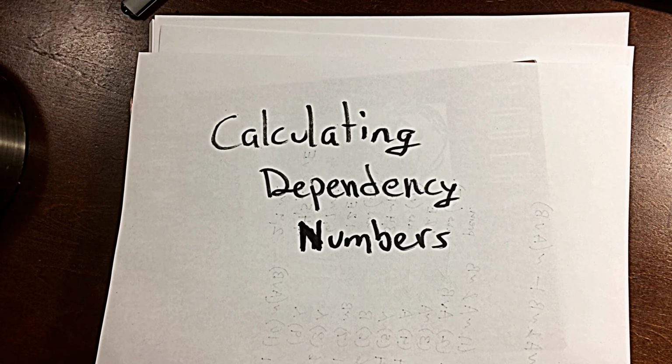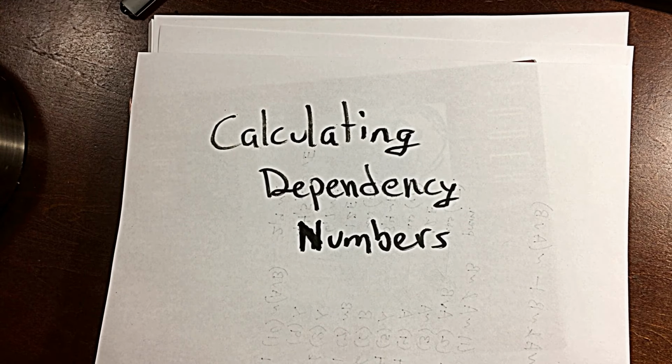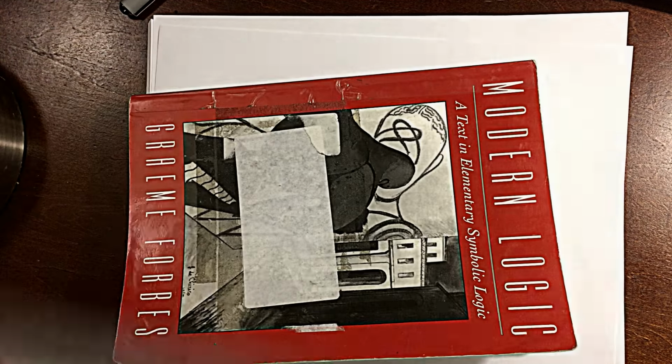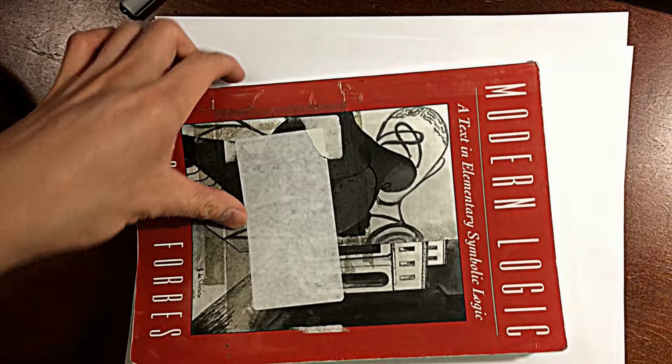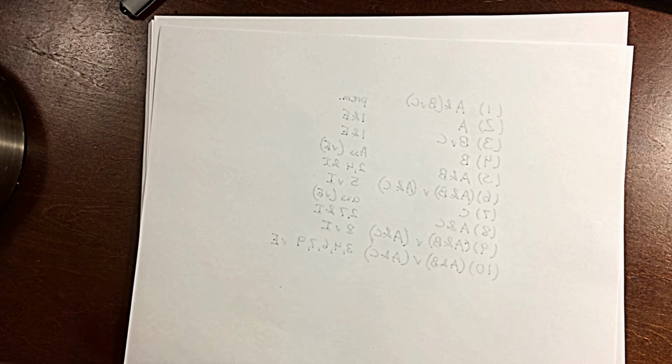Okay, I'm going to make a video on how to calculate dependency numbers. And so to do so, I'm going to start off with a proof that's already done, but the dependency numbers are missing.